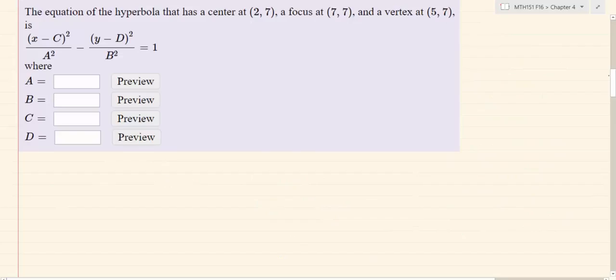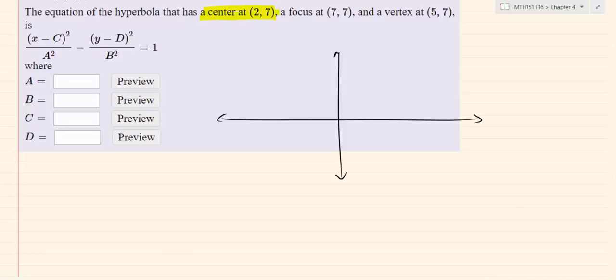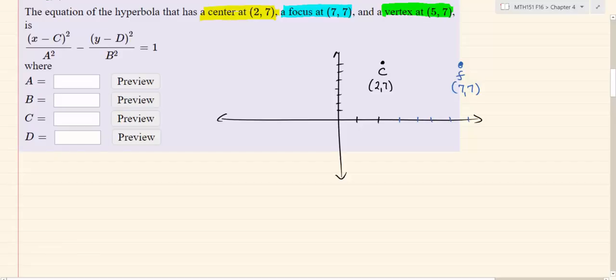opens, up and down. The equation of a hyperbola that has a center at (2, 7), a focus at (7, 7), and a vertex at (5, 7) is... we're told that we have a center point at (2, 7). So let's draw that. We have a focal point at (7, 7). And then finally, we have a vertex at (5, 7). Remember, this vertex is sort of part of that shadow ellipse. It's not really there, but sometimes I like to draw it in because it helps you understand that the vertex is part of that shadow ellipse.